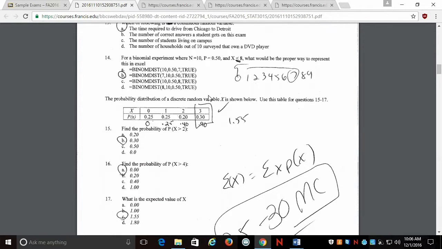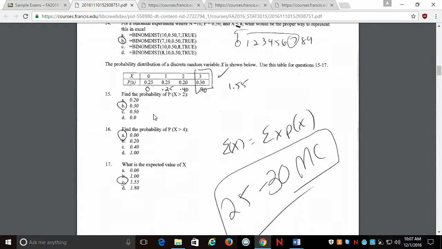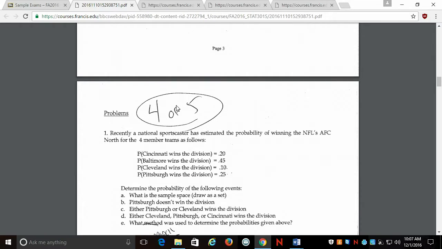Okay, this was: what's the difference between continuous and discrete random variables? So time is what? Continuous, right? The number of children you have is discrete. If it's countable, it's discrete. If it's uncountable, it's continuous. This is a discrete probability distribution table that we had to interpret. That was pretty easy, I thought.